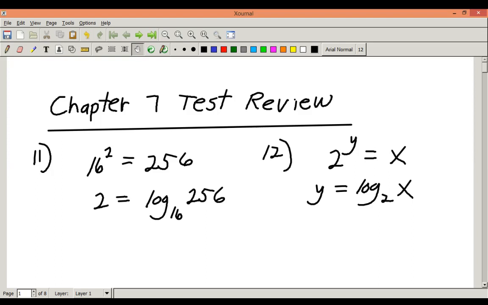So the way I would write this in log form is I would start finding the log and write 2 equals log, then fill in the base. So 2 equals log base 16 of 256. And there you have it. It's in log form.